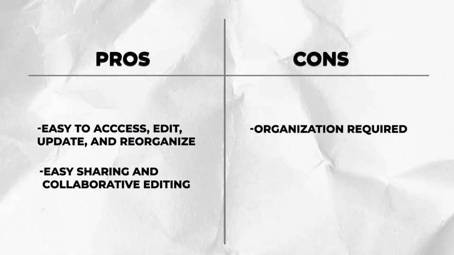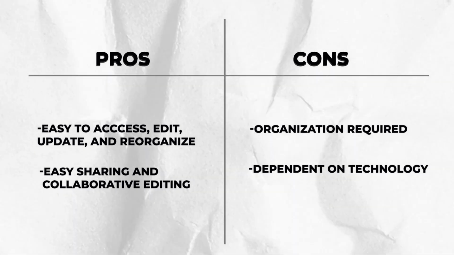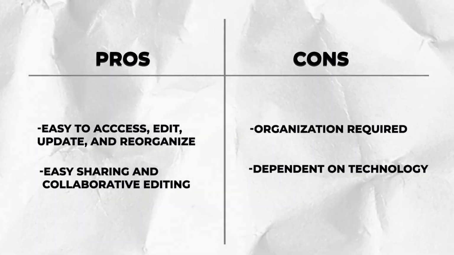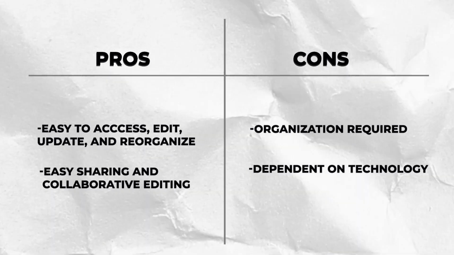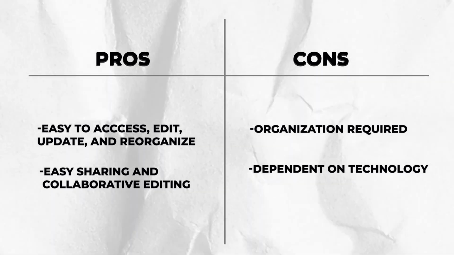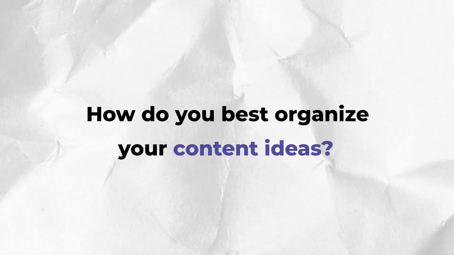And the other downside is you're really dependent on the technology, especially if the app either is not working or is down and there's no offline version. It's like you need to be able to consistently access these cloud-based digital services to be able to access your content ideas. What type of content ideas do you need to organize?